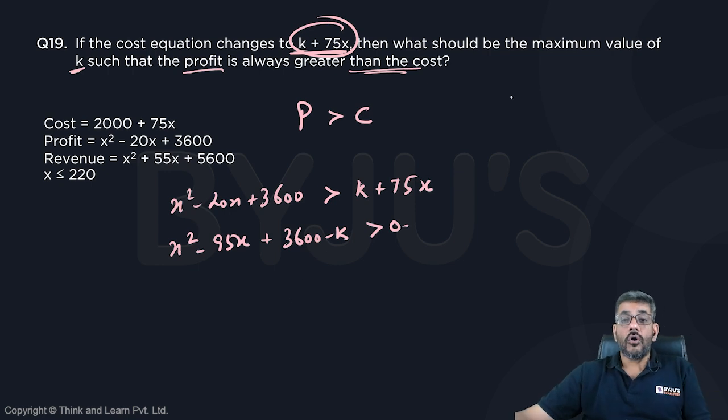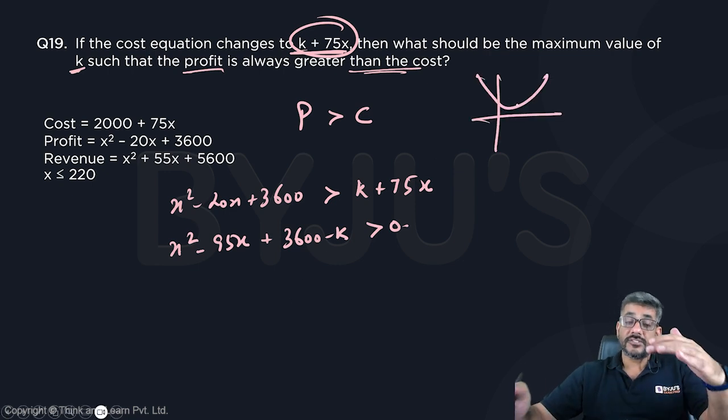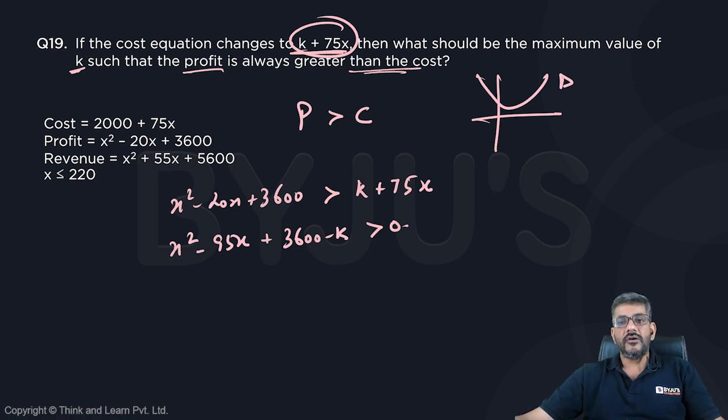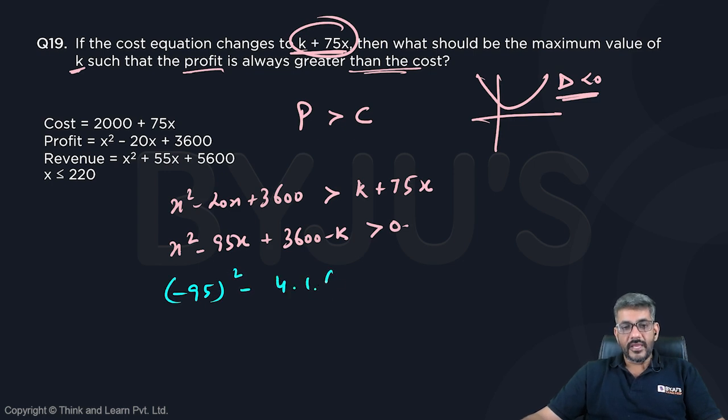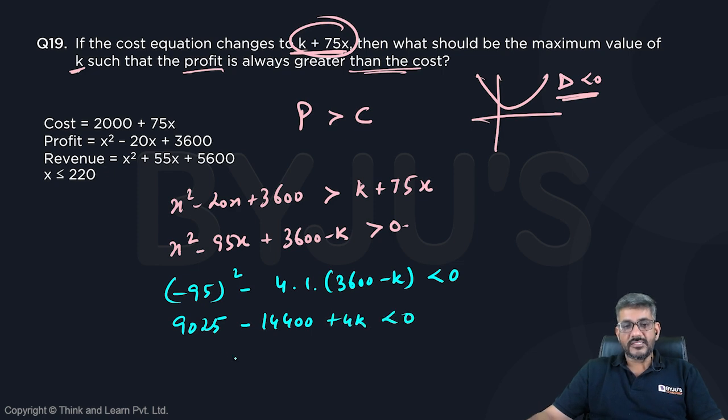A quadratic will always be greater than 0 only if it does not even touch the x-axis. That means when your discriminant is less than 0. So if the discriminant is less than 0, it will always be greater than 0. What is discriminant? B square minus 4 into a into c. It should be less than 0. Only in that case it would always be positive. 95 square is 9025 minus 14400 plus 4k should be less than 0, or 4k should be less than, how much is that? 14400 minus 9025, it is, I think, 5375.